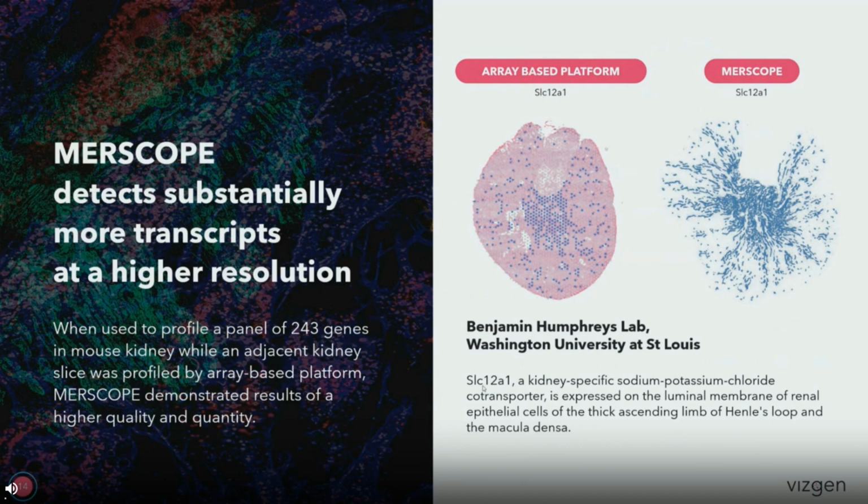And hopefully by just looking at these two pictures on the slide, you can see the striking difference in terms of the detection efficiency and resolution. With the array-based platform, you only see a couple of grid spots, while with MERSCOPE, you can clearly see where SLC12A1 is expressed and the elaborate structure it is labeling in the mouse kidney. So in other words, the high detection efficiency and resolution provided by MERSCOPE really enables spatial profiling of genes inaccessible by other spatial technologies available on the market at the moment.